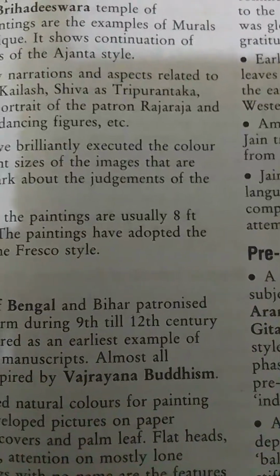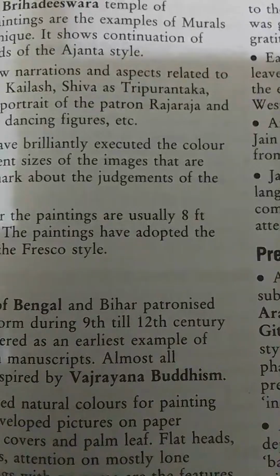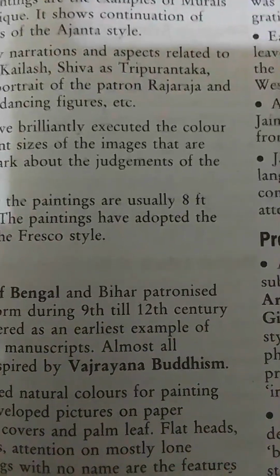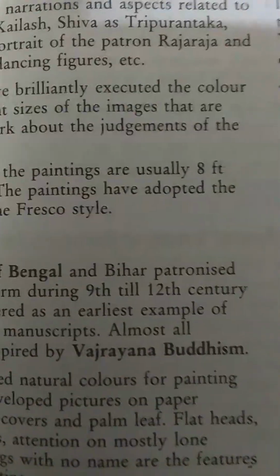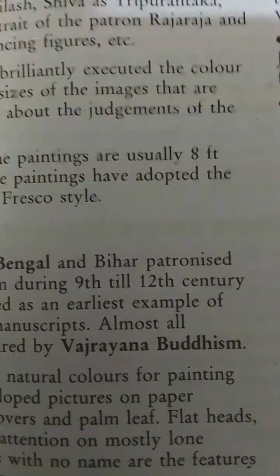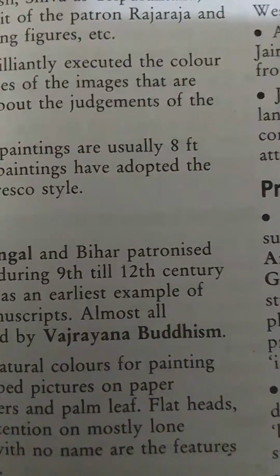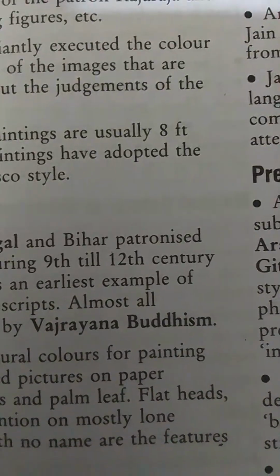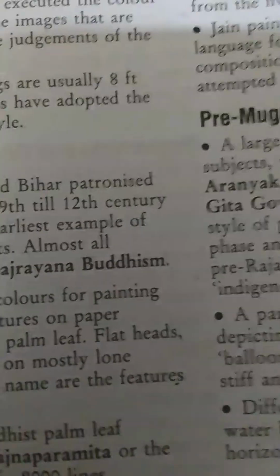These paintings are examples of mural or tempera techniques. It shows a continuation of the style and methods of the Ajanta style. The paintings show narration and aspects related to Lord Shiva: Shiva in Kailasa, Shiva as Tripurantaka. Chola paintings have brilliantly executed color treatment, and the different sizes of the images painted are also remarkable.